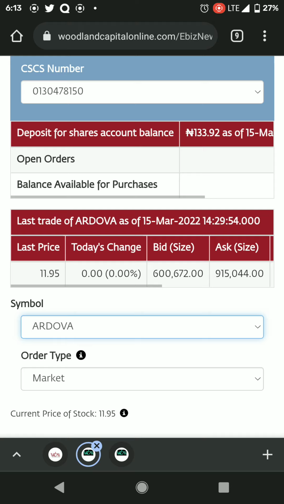The price of that stock came up. You have this maroon background section coming up. It's showing you the last price of Dover as at today, which is 11.95. It's showing you today's change, 0.00. The reason is because there's no change.